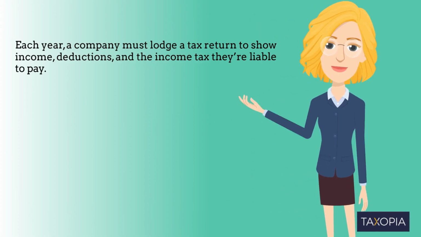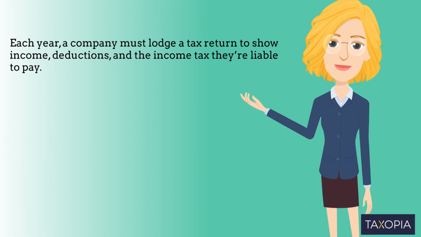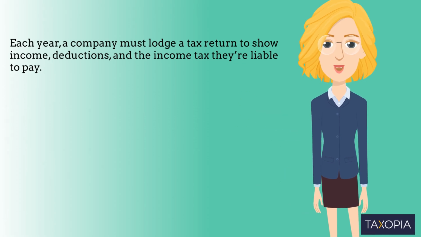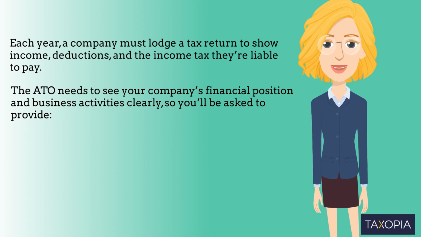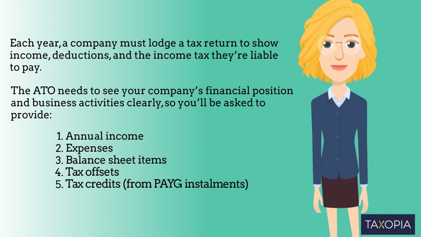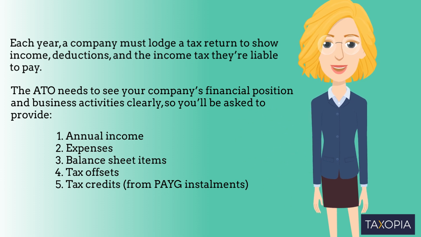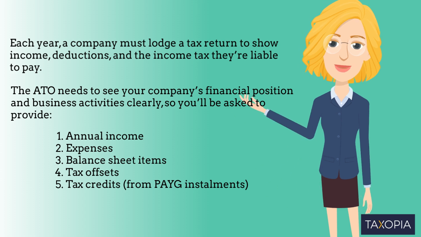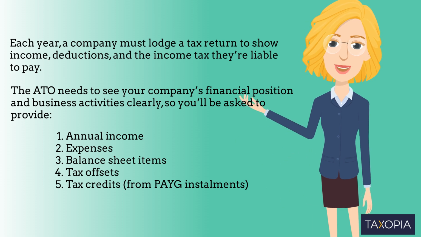Each year, a company must lodge a tax return to show income, deductions, and the income tax they are liable to pay. The ATO needs to see your company's financial position and business activities clearly, so you'll be asked to provide annual income, expenses, balance sheet items, tax offsets, and tax credits from PAYG installments.